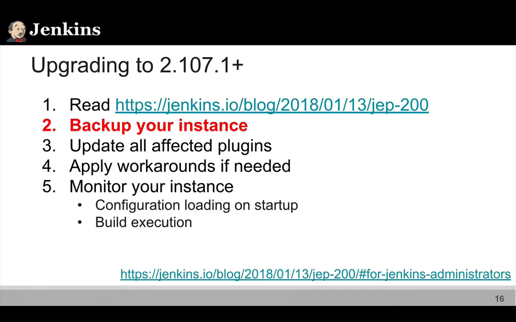Regarding upgrade, we have a full upgrade cycle described in the blog post I've already referenced. But one of the steps I would like to highlight is that I strongly recommend backing up your instance before you do the upgrade. Why? Because JEP-200 influences the serialization of configurations from the disk. So when your Jenkins starts up, it will be reading configurations, and in some cases, it may fail to read them due to the class restrictions. So it might actually fail on startup.